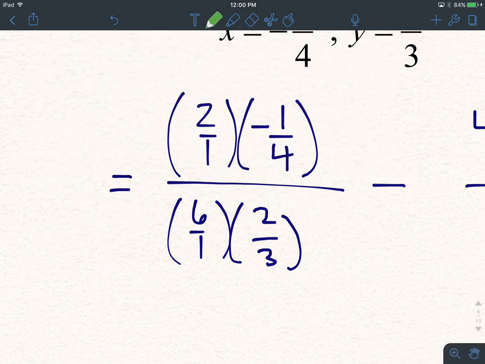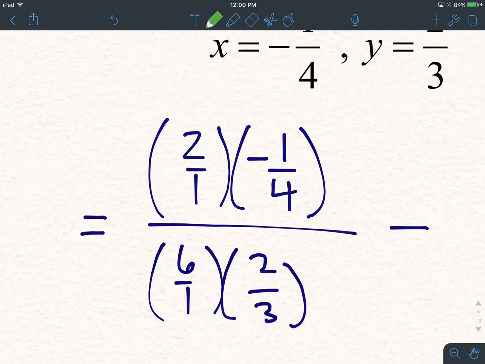In fact, if I'm looking at this first set of multiplication, the numerator of the first fraction, I can divide both one term in the numerator and one term in the denominator by 2. So 2 divides into itself once, and 2 divides into 4 twice. And that's all the reducing that I can do there.